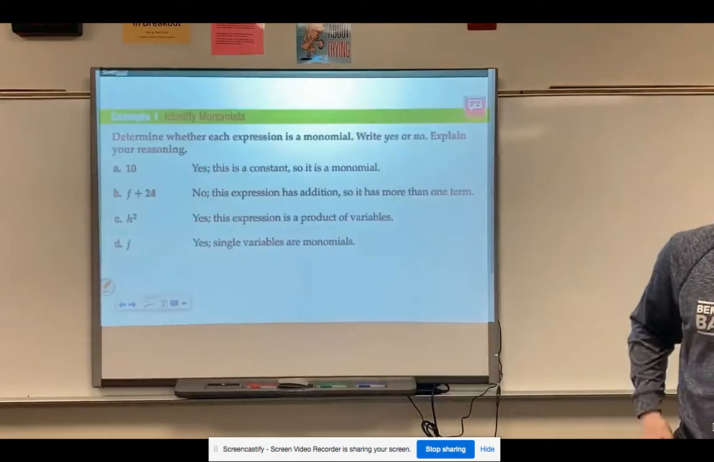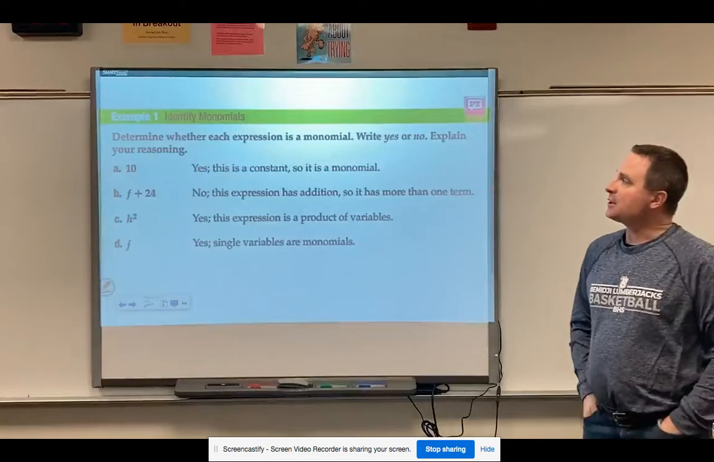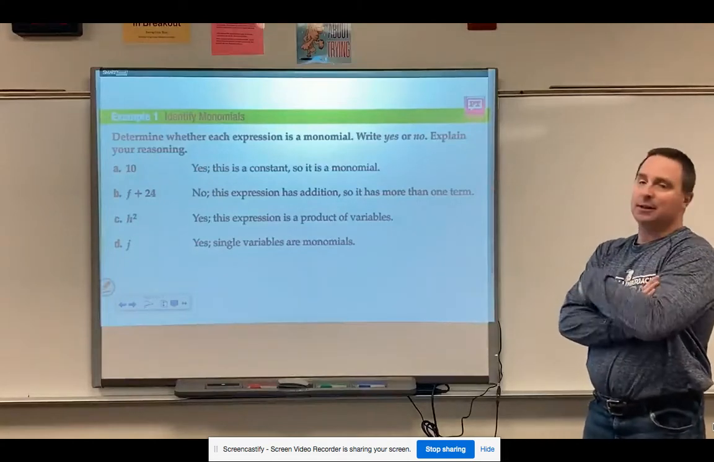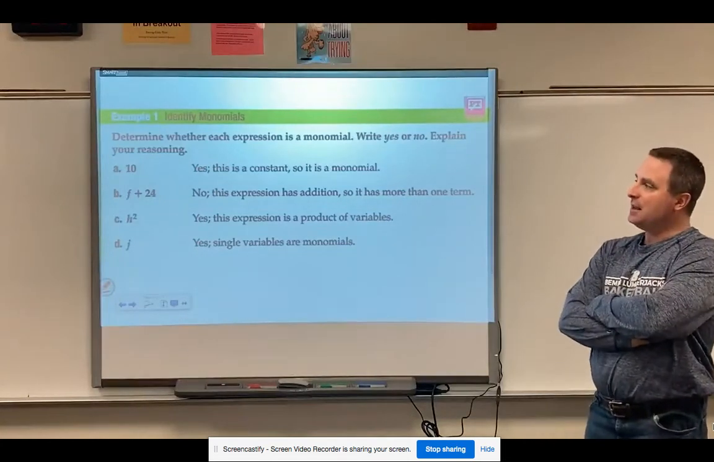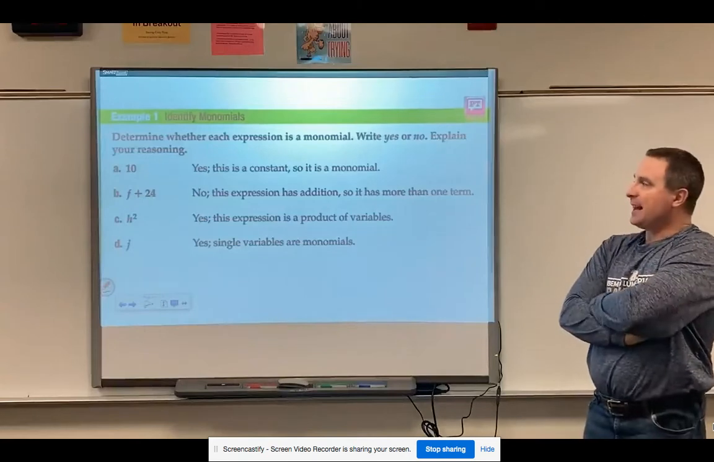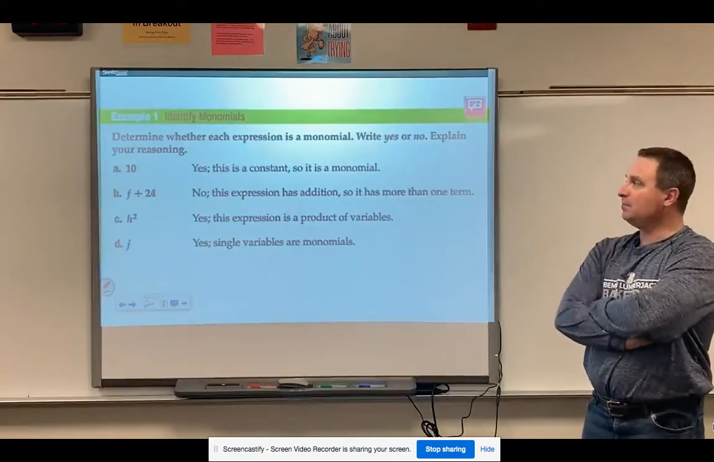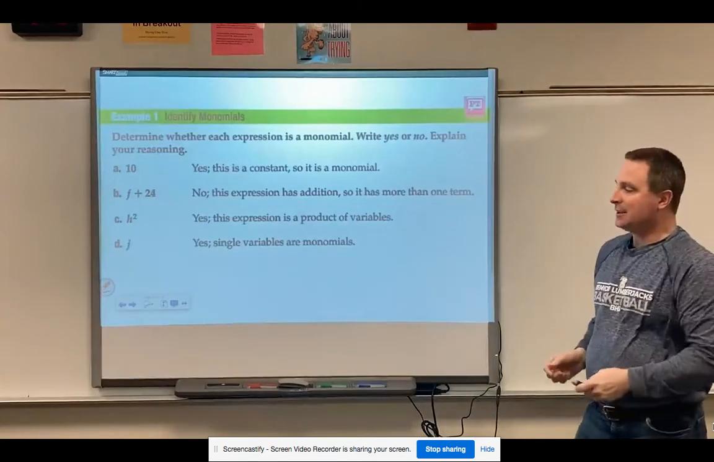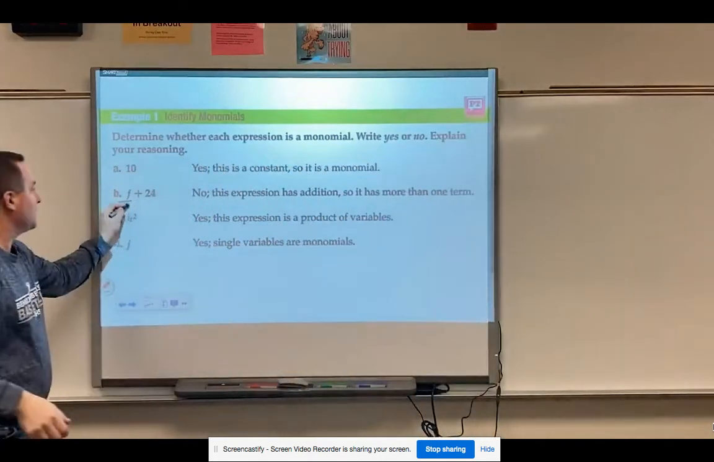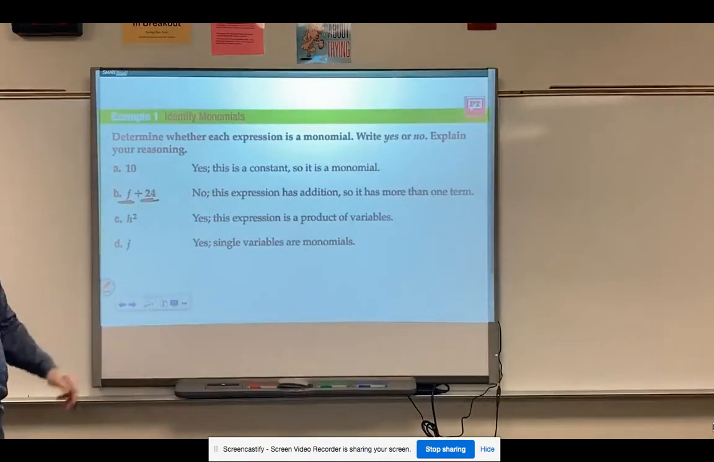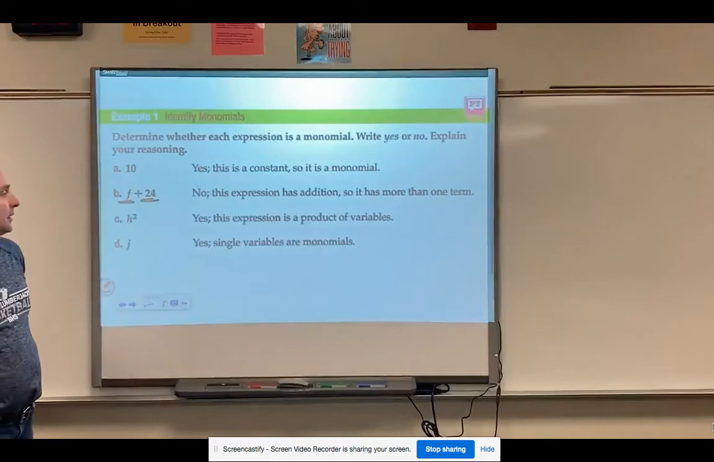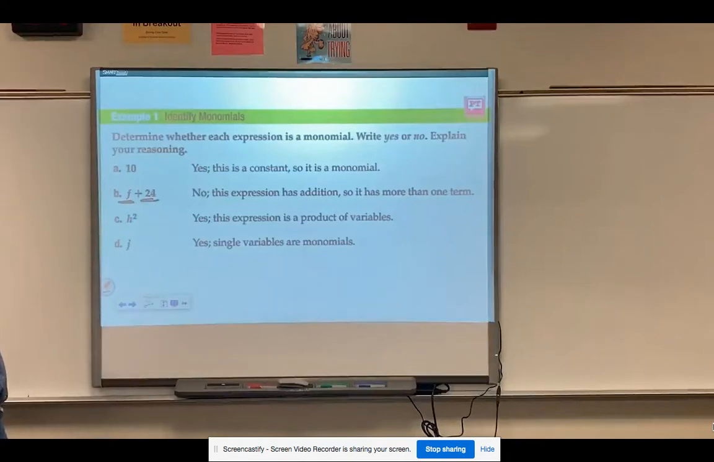We're going to take a look at a couple here. Determine whether each expression is a monomial, write yes or no, and explain your reasoning. And you can see your answers there. Letter A, it's just the number 10, just a regular number. One term, yep, it's a monomial. As you can see in letter B here, this guy has two terms. It has more than one, so it is not a monomial. It can have exponents in it, and it can just be a single variable. Okay, very good.